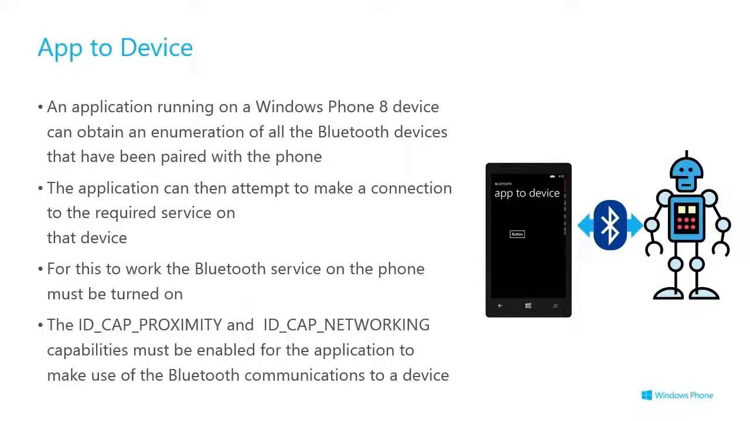An application running on a Windows Phone 8 device, first of all, gets a listing of all the Bluetooth devices that have already been paired with the phone where it's running, and then it can query the devices for services that they offer, and then attempt to make a connection to the required service on that device. There are a couple of capabilities you need to enable for this. ID_CAP_PROXIMITY and ID_CAP_NETWORKING must be enabled for this app-to-device scenario.